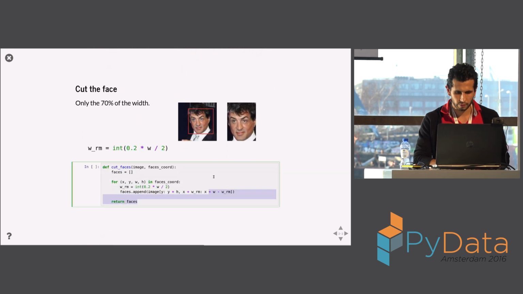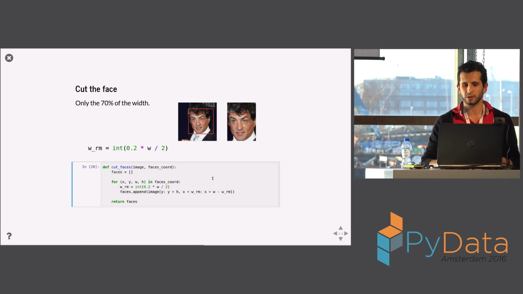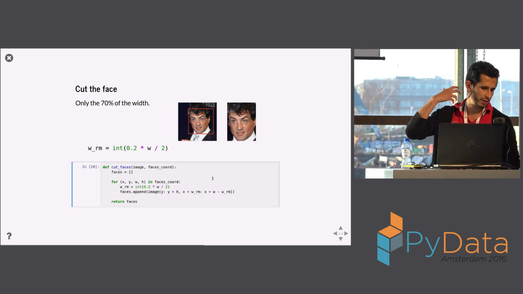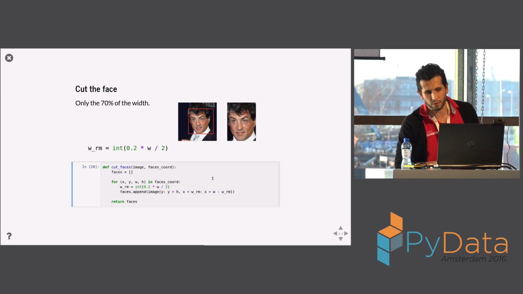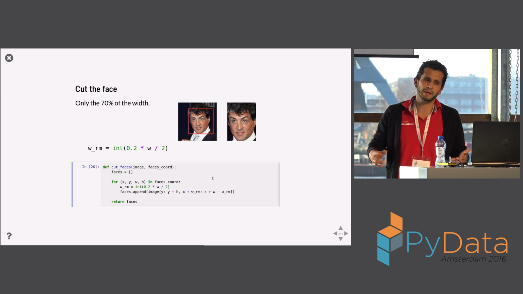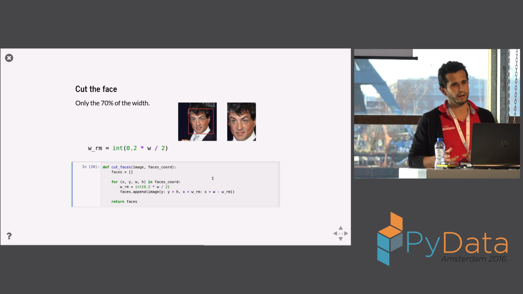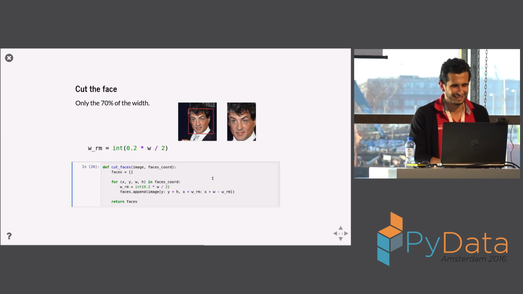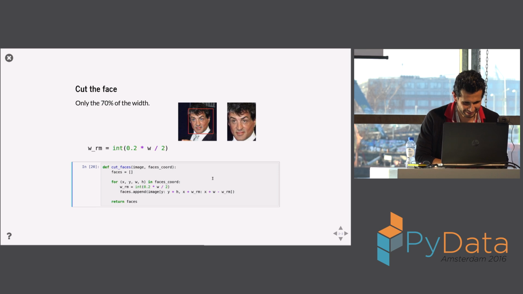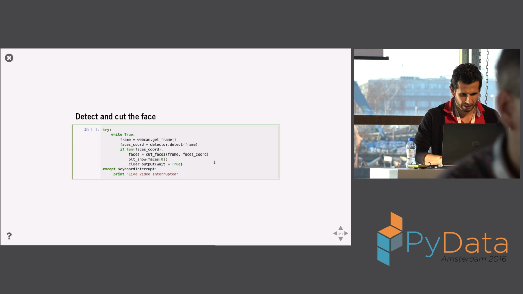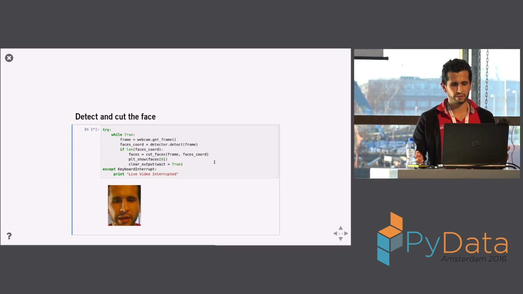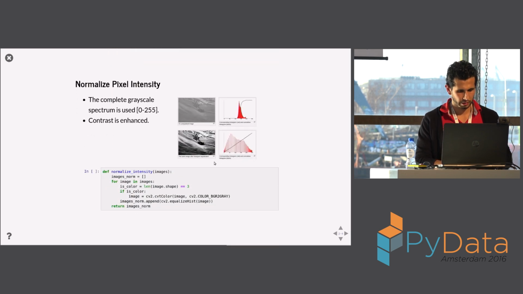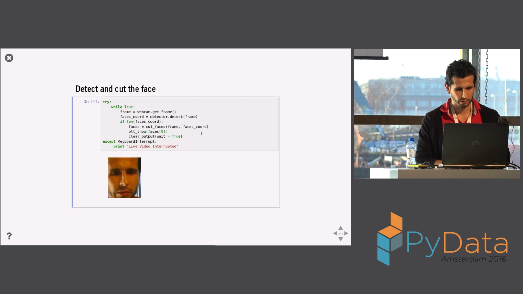OK, so first, we're going to cut the face, and we're going to get only 80% of the face, because the things in the back can be noisy. Of course, if the person has big ears, that will be a plus, but we're going to cut them. OK, anyway. If you see, this is the result, it just cuts the face.